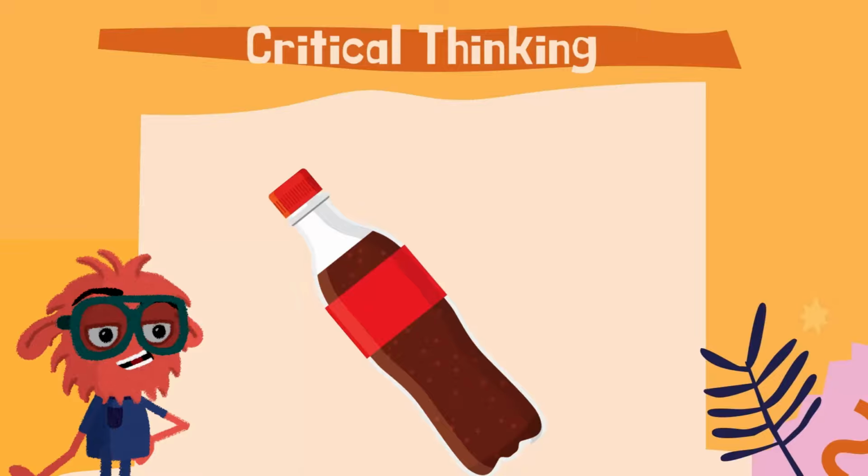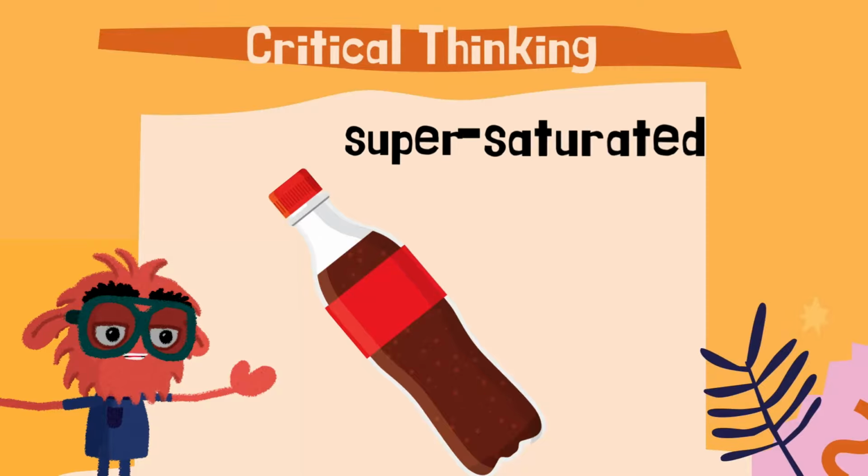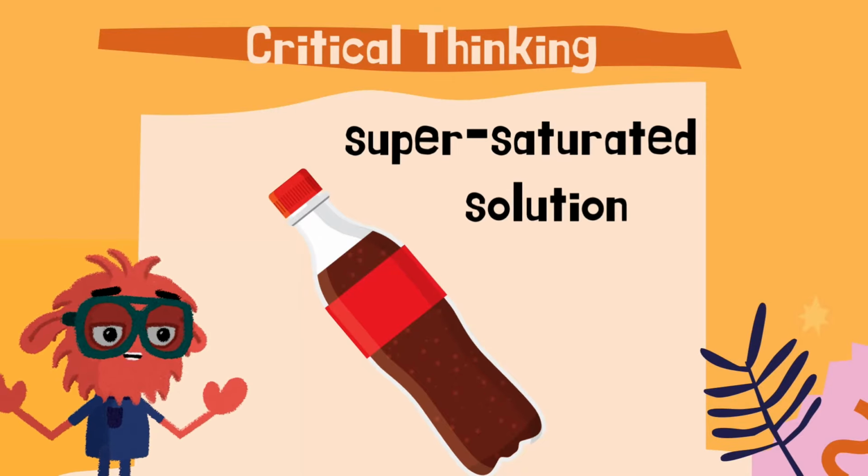Now let's take some time to look at how this experiment works. Every bottle of cola you can buy is actually an example of a supersaturated solution. A supersaturated solution is one in which an overconcentration of one material is put into another. In this case, carbon dioxide into a sweet drink.